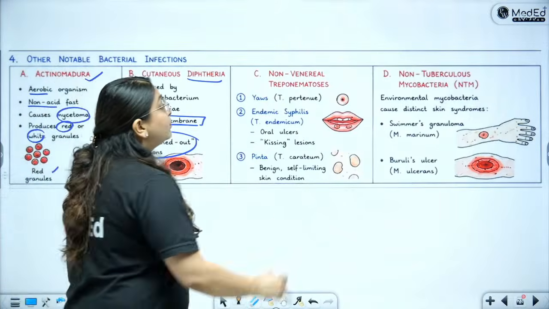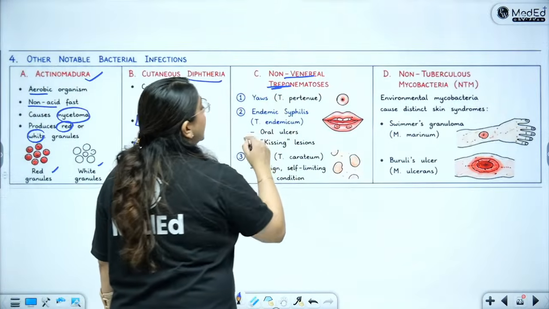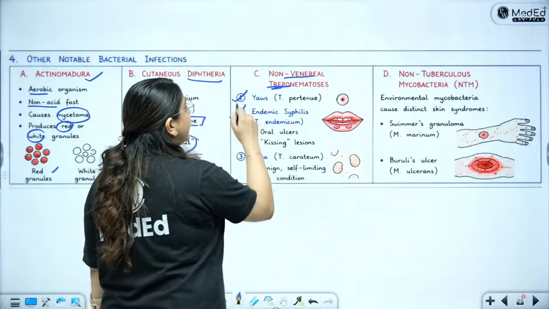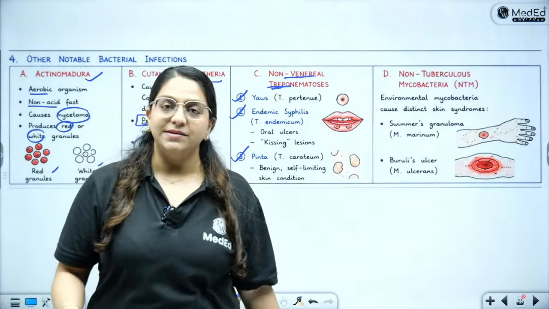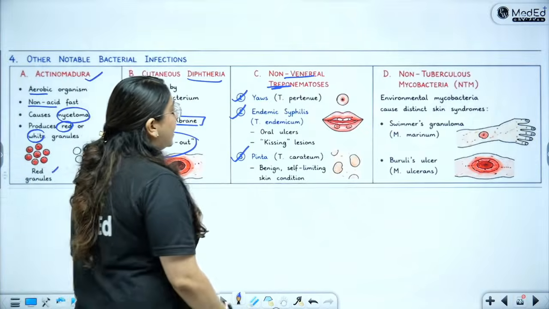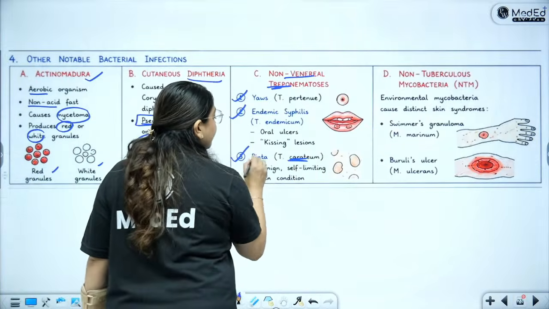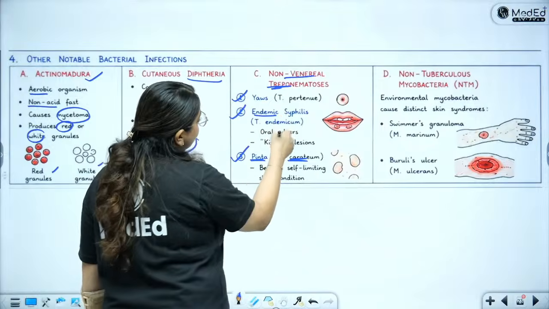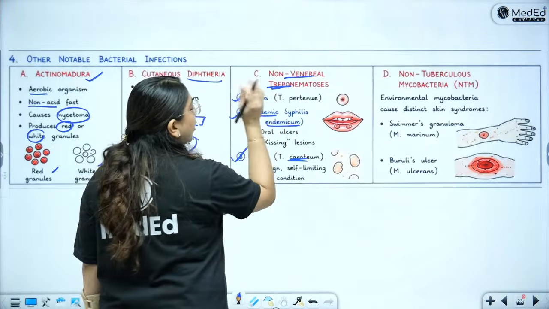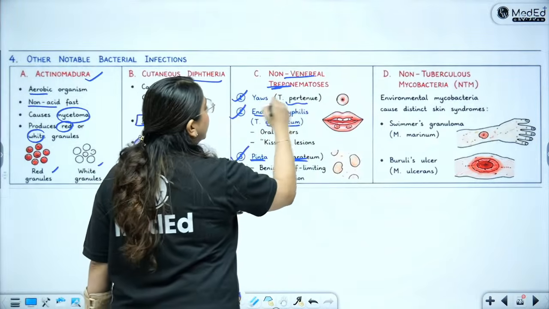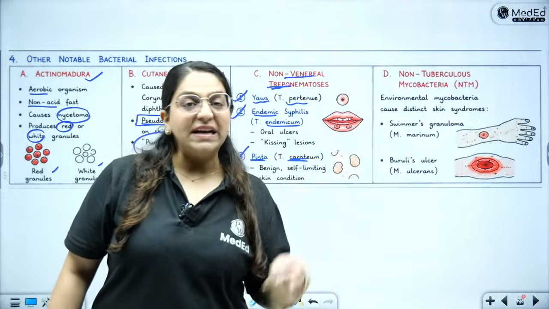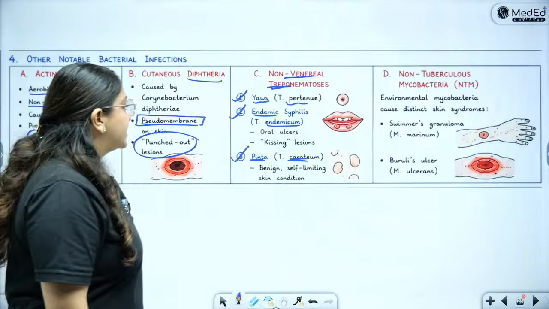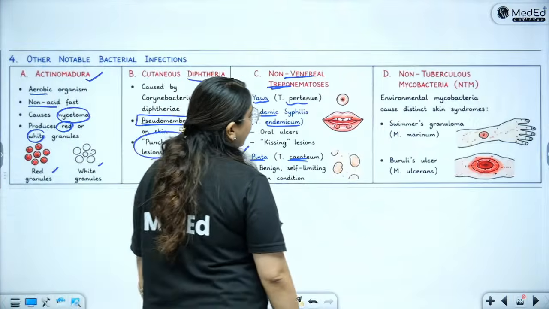Then you have some non-venereal treponematoses, which are yaws, endemic syphilis, and pinta. I always tell my students to remember a crate of pints. So crate of pints will help you remember. Carateum is pinta. Endemic syphilis is endemicum, easy. Then the only one which remains is pertenue, that is yaws. So yaws is pertenue, pinta is carateum and endemic syphilis is Treponema endemicum.